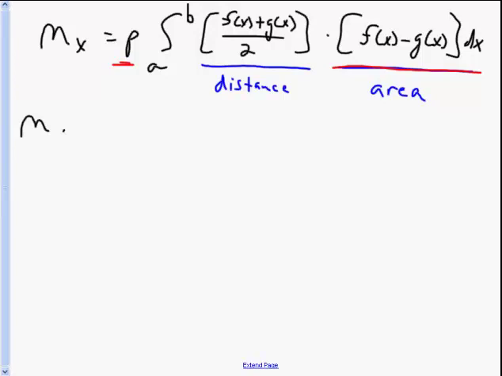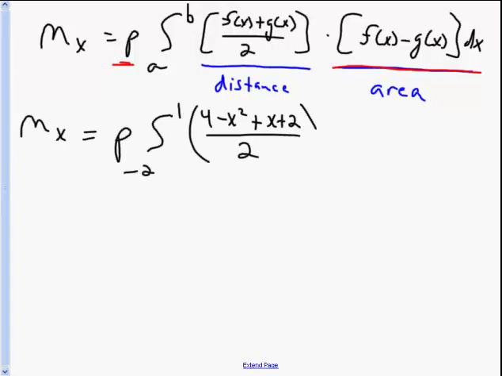So our moment about the x-axis here is always going to be rho times the integral, in this case from negative 2 to 1, of the distance, which is going to be 4 minus x squared plus x plus 2, all that divided by 2, all that times our area, which is 4 minus x squared, and then minus x plus 2, if we plug in our values there. Now, again, you're going to have to integrate this in some form or fashion.